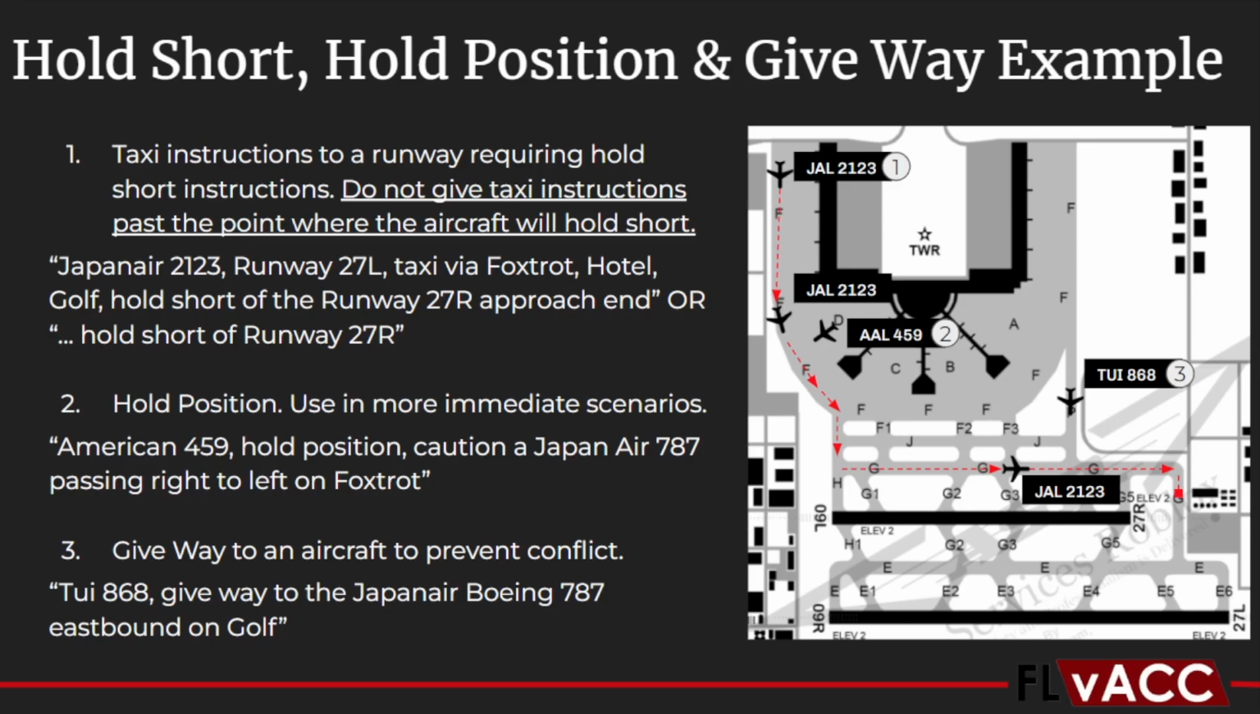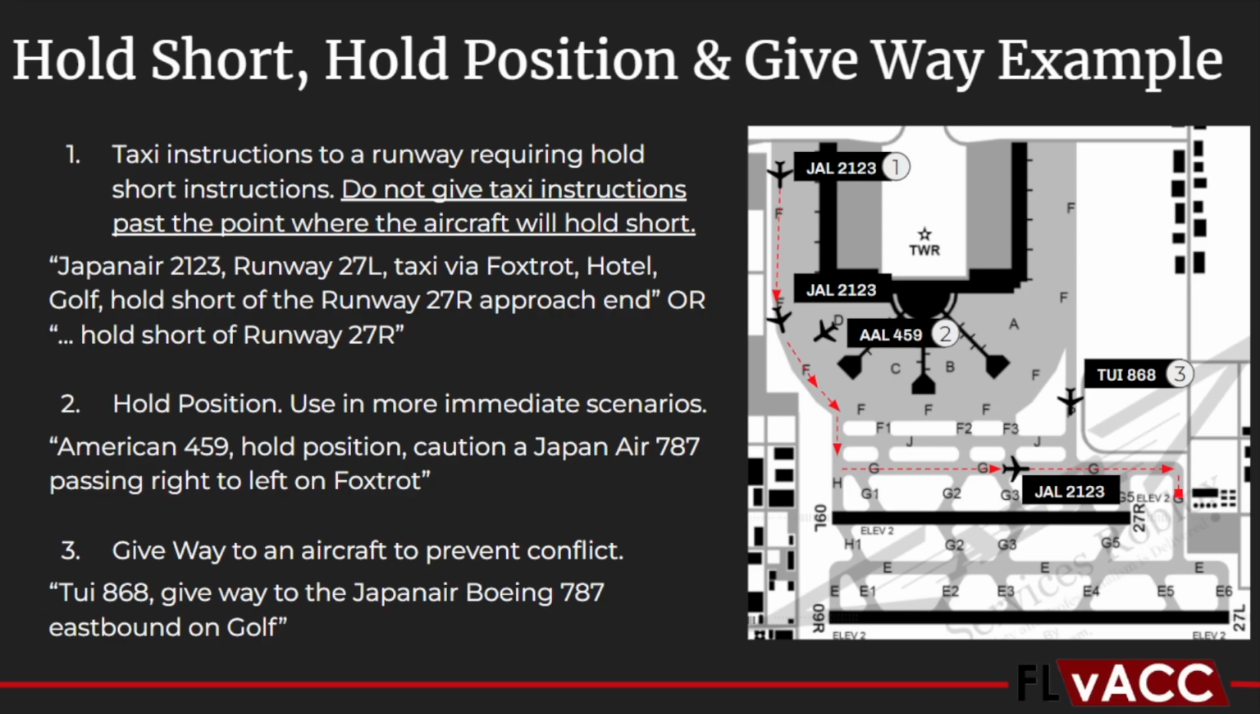Either works. American 459er is on taxiway Delta requesting taxi, but we need to wait for the Japan Airlines aircraft to pass first. Let's try using hold position. The controller would say, American 459er, hold position, caution Japan Air 787, passing right to left on Foxtrot. After the 787 passed, the controller would then issue taxi instructions.